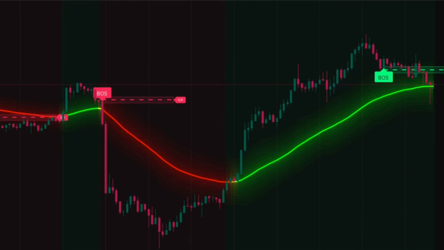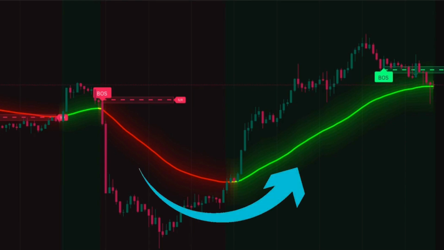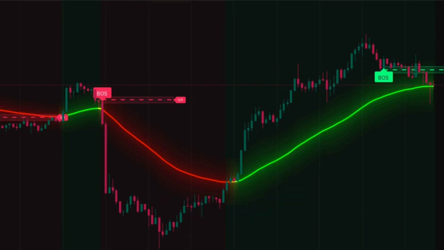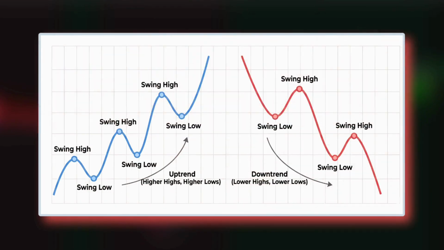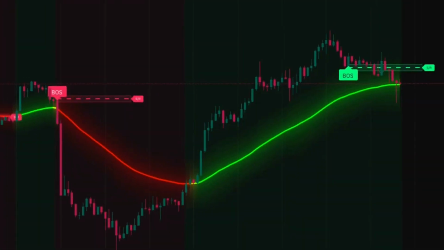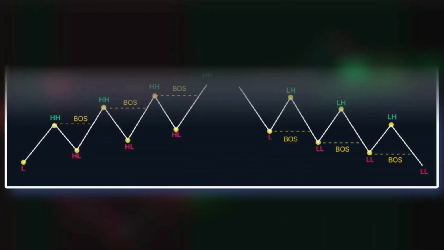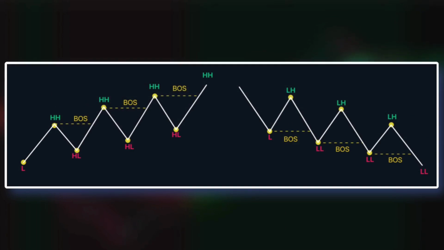Instead of relying on a simple moving average, this tool measures the EMA's slope and acceleration so you instantly see whether momentum is strengthening or fading. At the same time, it automatically detects swing highs and swing lows, which form the foundation of market structure. Using those swings, it creates support and resistance zones. Finally, it highlights breaks of structure, which signal whether the trend is continuing and where clean entry opportunities form.